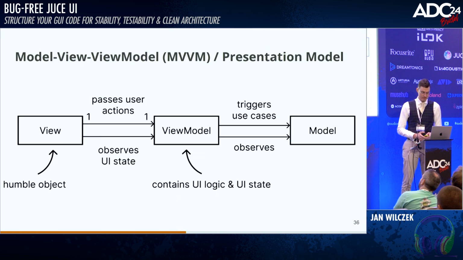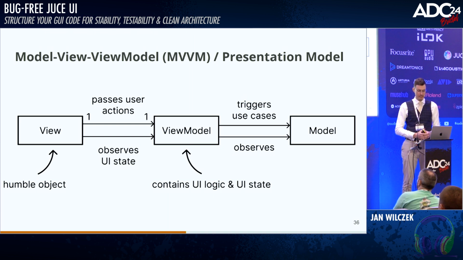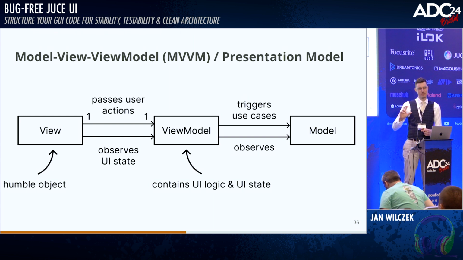And MVVM kind of takes this idea further. You can nicely see that in MVVM, all the dependencies are in the right direction. So we have, again, the model and the view model, which replaces the presenter. It triggers use cases on the model. It observes the model for changes. But now the view model contains both the UI logic and UI state. And the view is very passive in that sense. It just observes the view model for the UI state and just reacts to the changes.